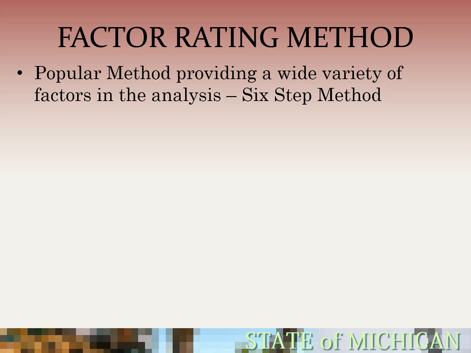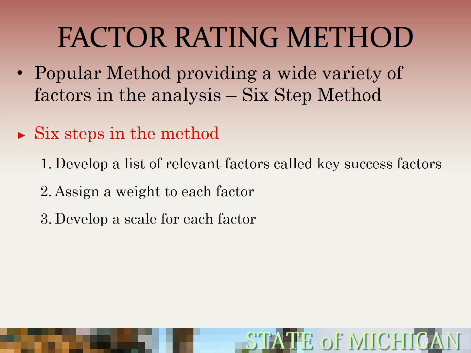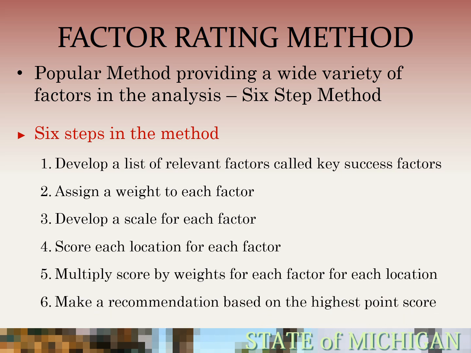A popular method for providing a wide variety of factors in the analysis is the factor rating method, and it's a 6-step method. Number one, develop a list of relevant factors, or what we call the key success factors. Assign a number weight to each factor, and then develop a scale for each factor. Score each location for each factor. Multiply the score by weights for each factor for each of the locations you chose, and then make a recommendation based on the highest point score.